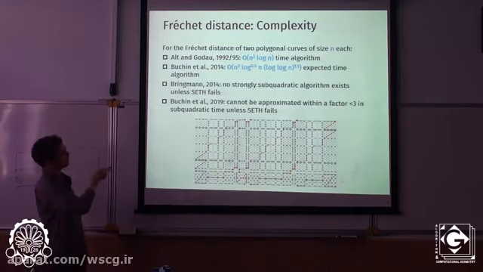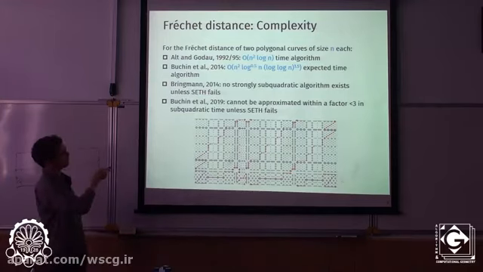Now, let me say just a little bit about some aspects going beyond simply computation. There are approximation algorithms, but only very few. There is this algorithm by Bringmann and Mulzer, which, if you want an alpha approximation, runs in n squared divided by alpha time.